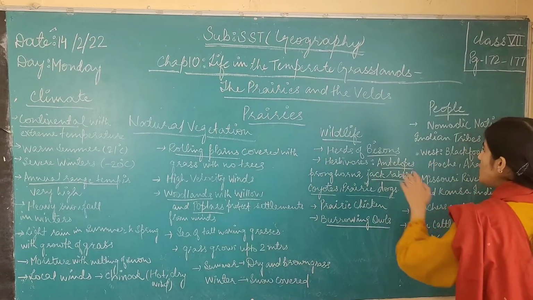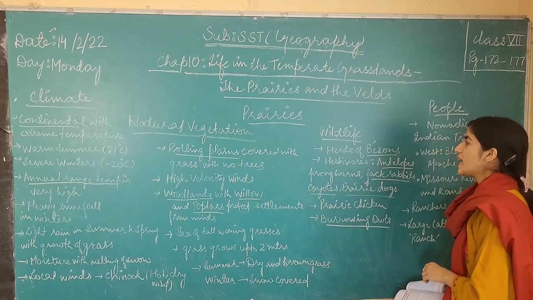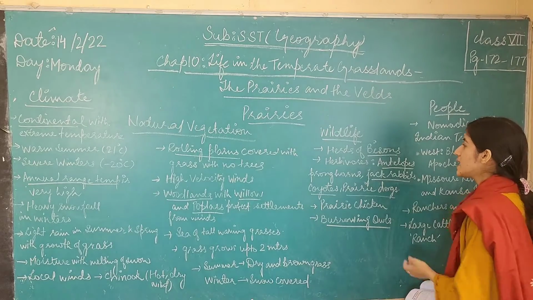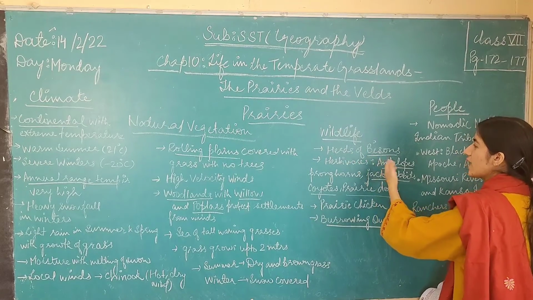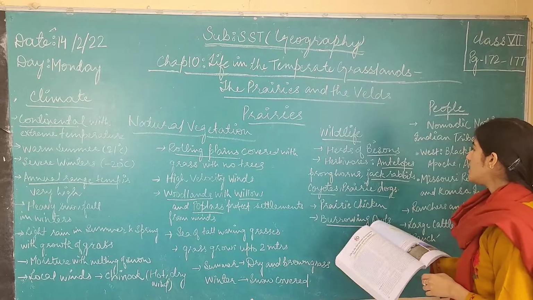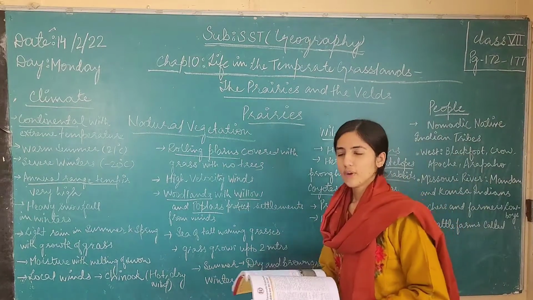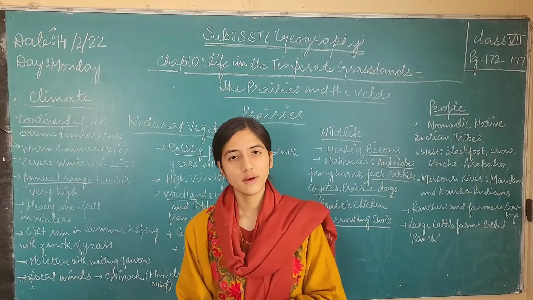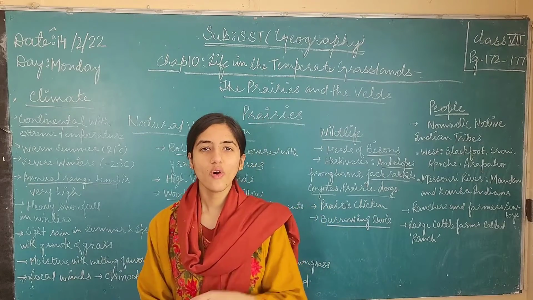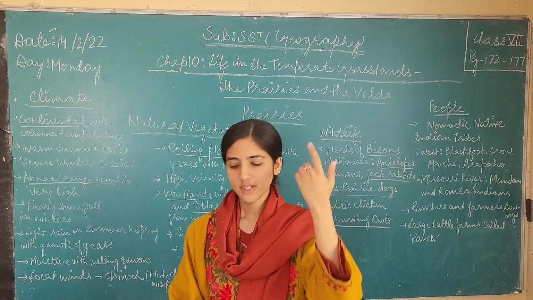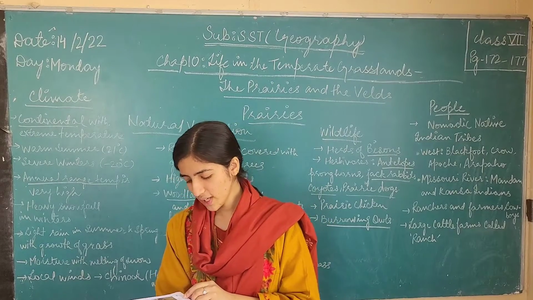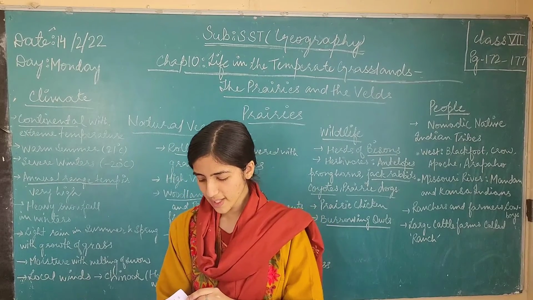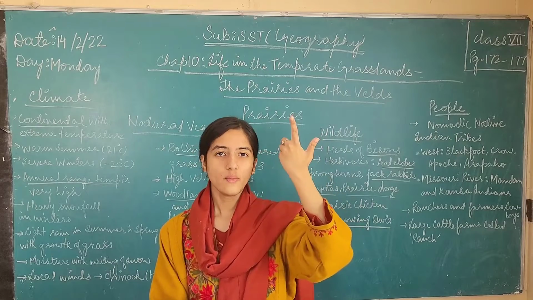Then coming on to the wildlife of the prairies, you can find different types of animals in the prairie grasslands, such as herds of bison, like groups of bison. What type of animal is a bison? A bison is a cow-like animal, but the horns of the bison are curved upwards. As you can see on page 173, there is a picture of a bison. You can see the horns, they are curved upwards.